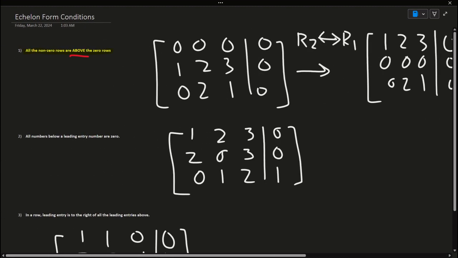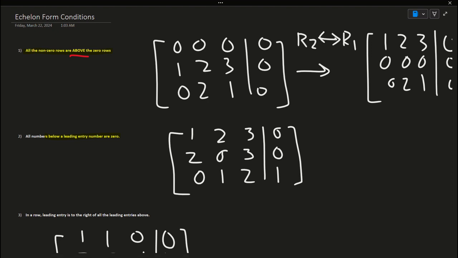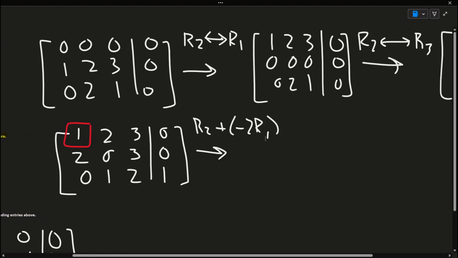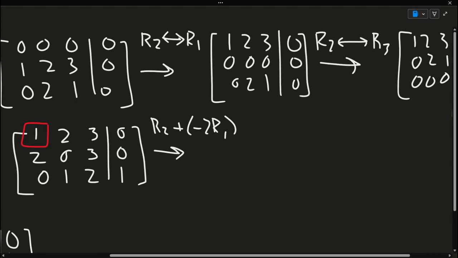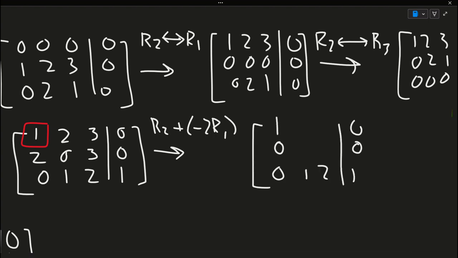The second condition is that all numbers below a leading entry number are 0. Leading entries are just the leftmost number on the matrix of that row. Alright, now in this case, the number 1 in the first row is the leading entry. And that means there can be any number other than 0 below that leading entry. So we need to get rid of that 2. To get rid of that 2, we're going to multiply the first row by -2, because 2 plus -2 is 0. And then you can see as follows.